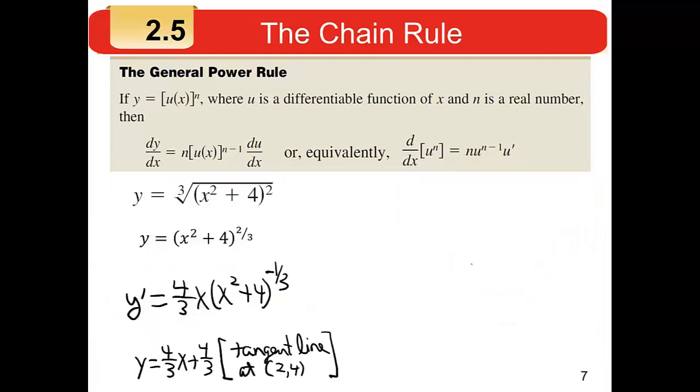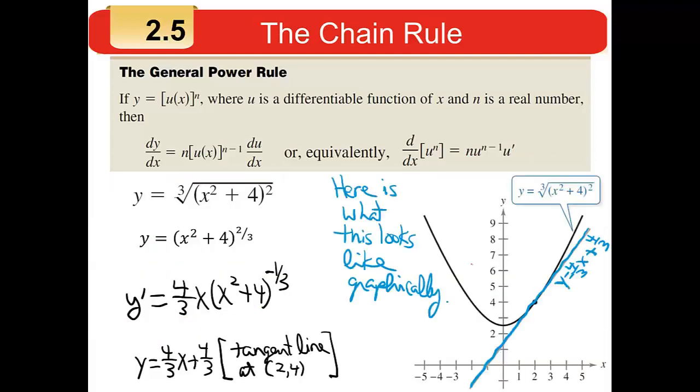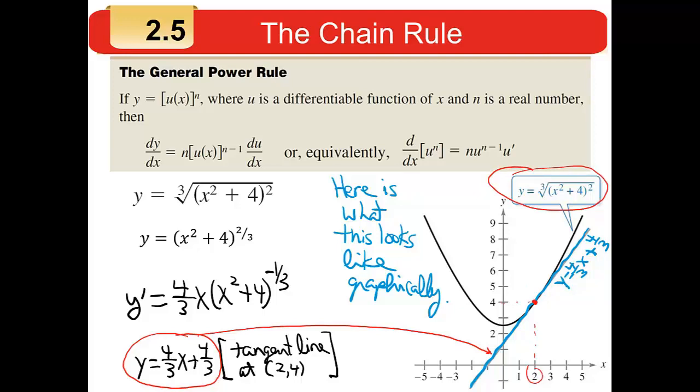You weren't asked to graph it, but let's slide that over and look at what the graph really is. That's what you've done. This equation, y equals 4/3 x plus 4/3, is the equation of that straight line right there that touches the curve, which is this original function, at the point 2, 4. So even when you're not trying to graph something, it's nice to think in your mind what you're doing, because sometimes that helps you understand it better.